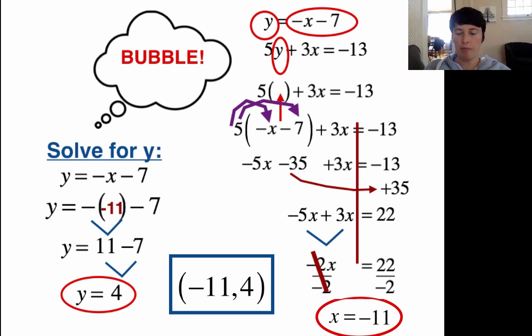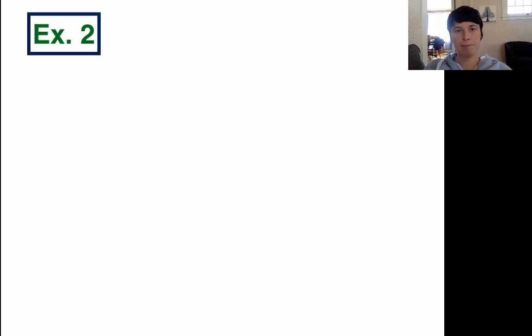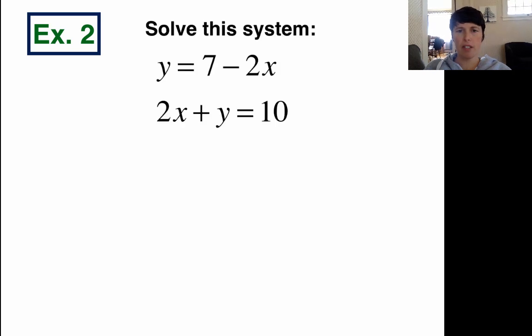Let's try another problem. I'm going to show you kind of a weird case. Oh wait, same direction. Solve this system. I want to know, where does y equal 7 minus 2x intersect and cross on the graph with 2x plus y equals 10. But I'm going to use substitution, bubble method.